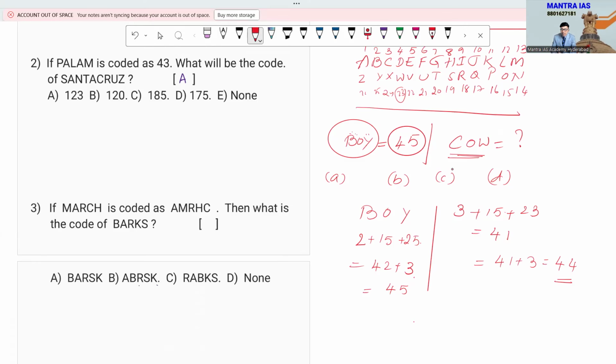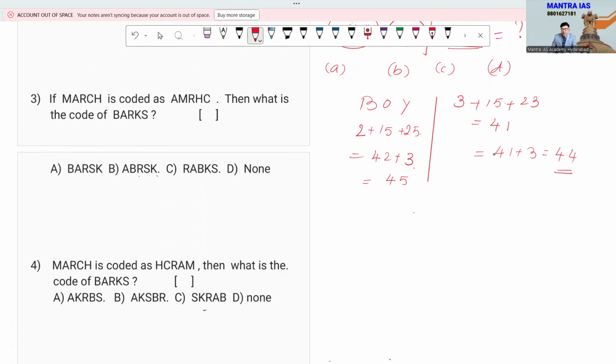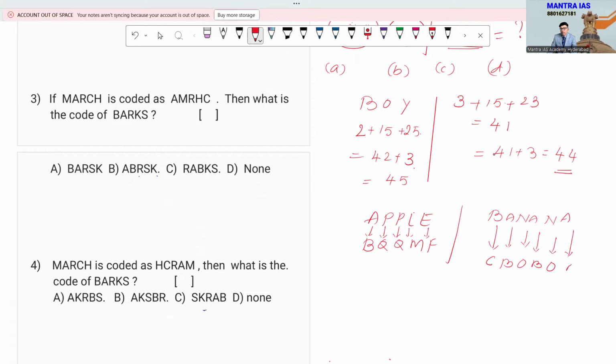So it is one number representation. Another type is word with word. For example, imagine APPLE is coded as B, Q, Q, M, F. How can you code BANANA? The logic in this case is the next letter: A becomes B, P after Q, P after Q, L is M, E is F. So the code for this is C, A after B, N after O, A after B, N after O.